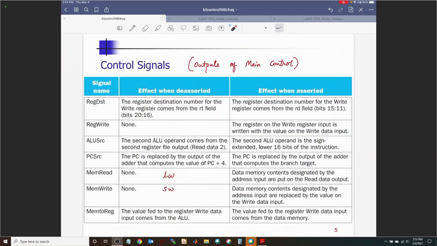Is there ever a case where memory read and memory write are both active? No, there is not a case where you have both active at the same time. That cannot happen because we are looking at a single cycle data path, right? You're saying that only one instruction is being carried out in one cycle. So that's not going to happen. Although I should say that this none and this none essentially means that you don't care what the value is. If you're not doing a load word or store word, these controls don't matter. But definitely both cannot be active at one time.